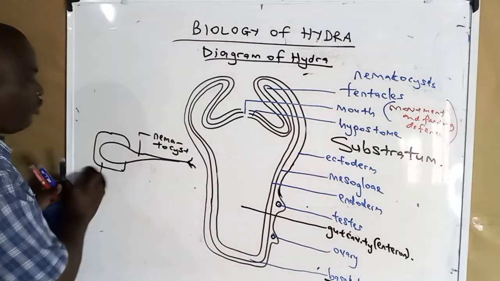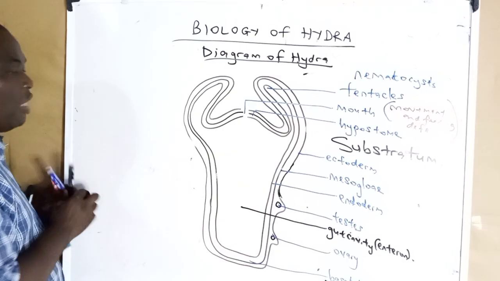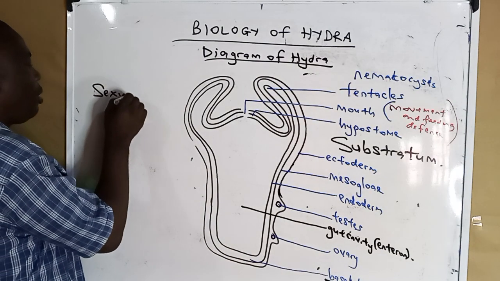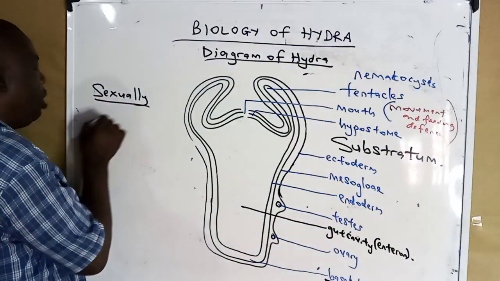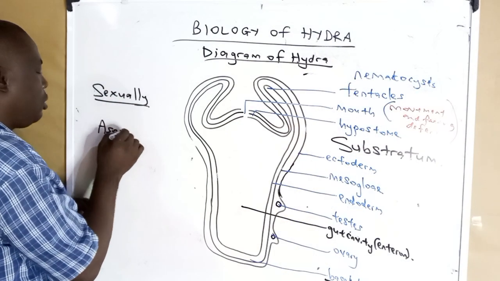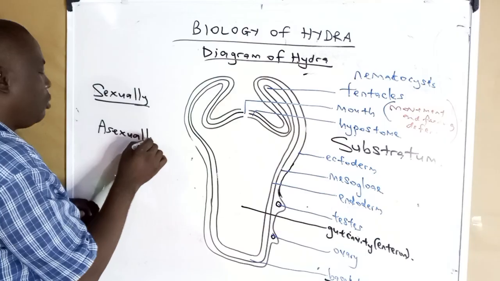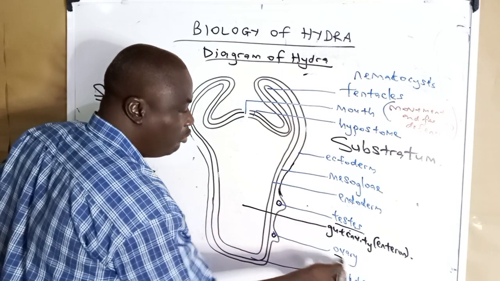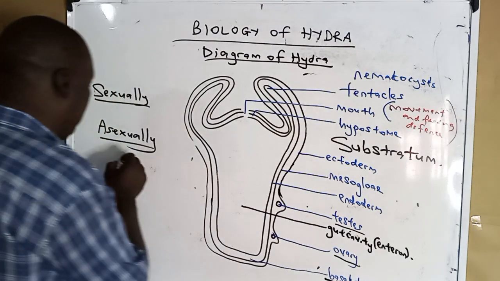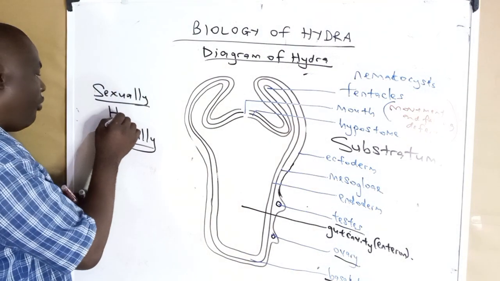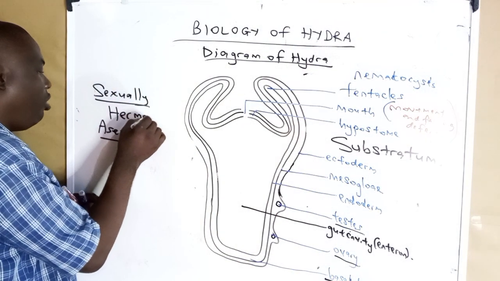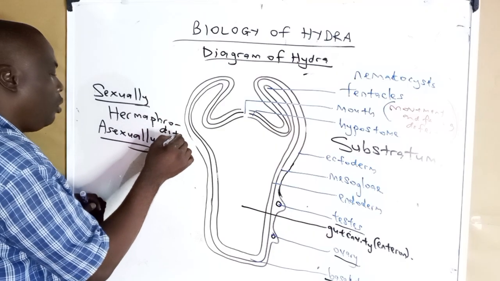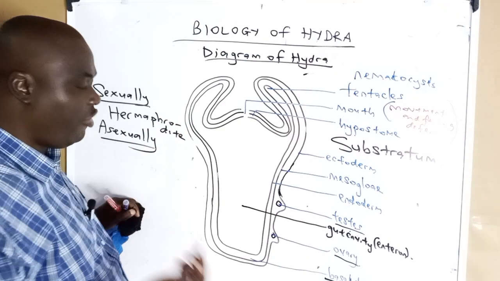Yes. So now reproduction in Hydra. Hydra reproduces both sexually and asexually. For sexual reproduction, it is a hermaphrodite. It has both testes and ovary. A hermaphrodite is an organism that contains both male and female sex organs. So it can reproduce sexually.